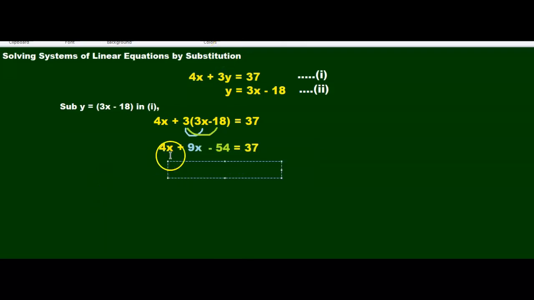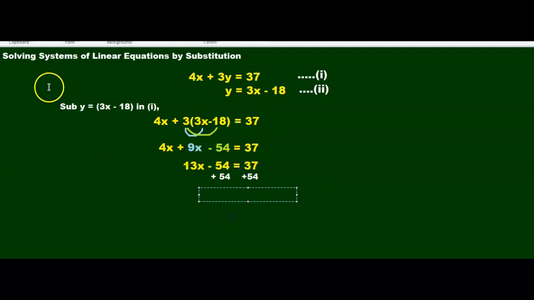Now we're going to collect our like terms. So 4x plus 9x gives me 13x. I'm going to leave my negative 54 there, equals 37. And then we're going to add 54 on both sides because we want to get rid of our 54. So make sure you have a plus 54 on each side of our equal sign. And that leaves me with 13x equals 91. Divide both sides by 13. And that leaves us with x equals 7.